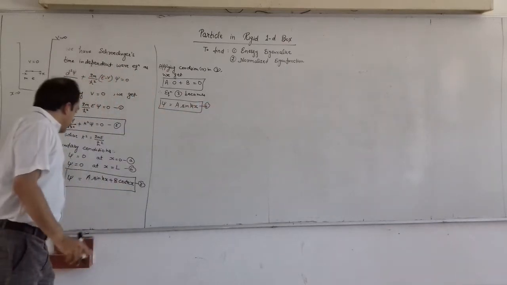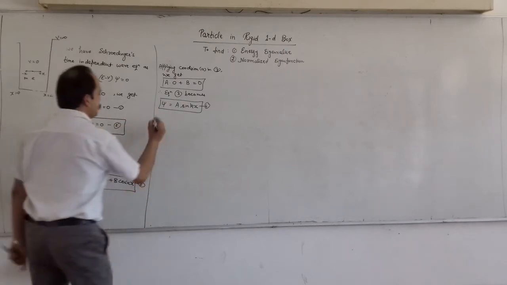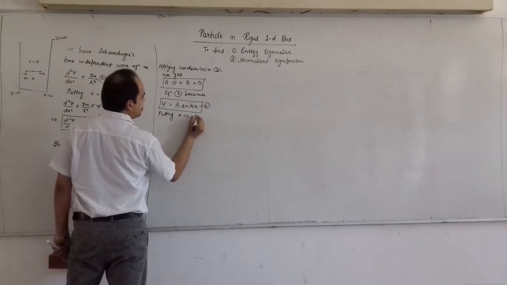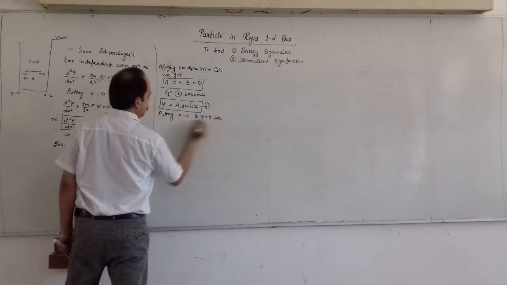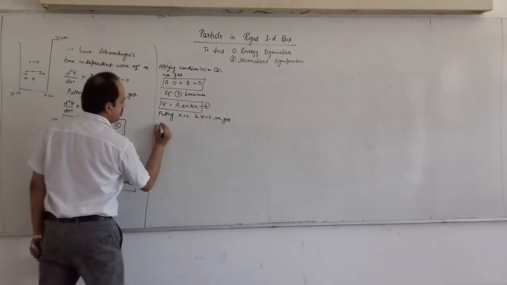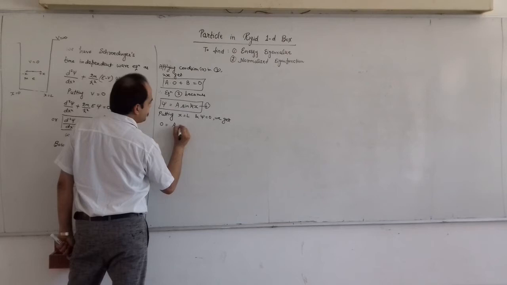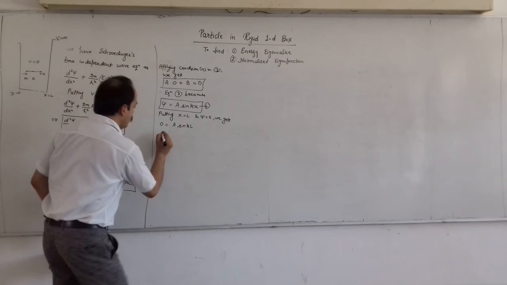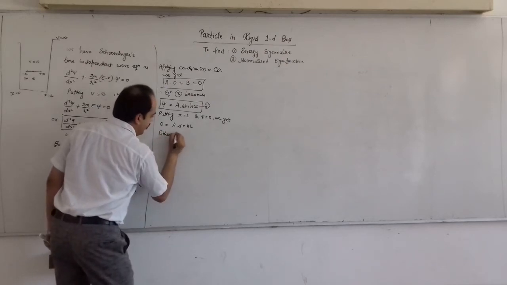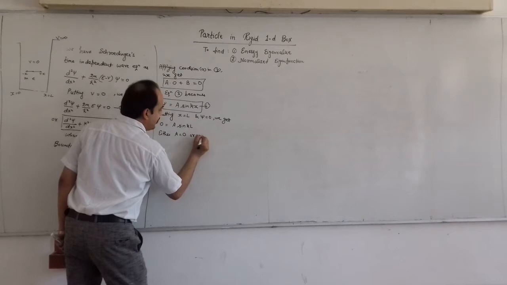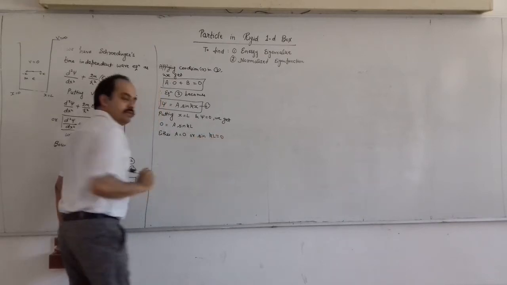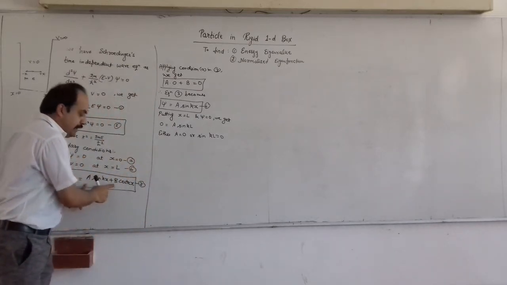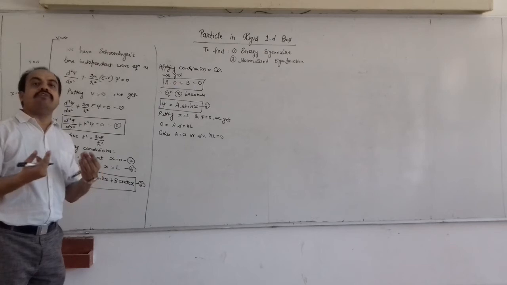Now applying condition B to our equation number 4, putting x is equal to L and psi is equal to 0, what do we get? 0 is equal to A sin kL. So either A is equal to 0 or sin kL is equal to 0. But A cannot be equal to 0, because if A is equal to 0, B is already 0, then psi will be 0 always.